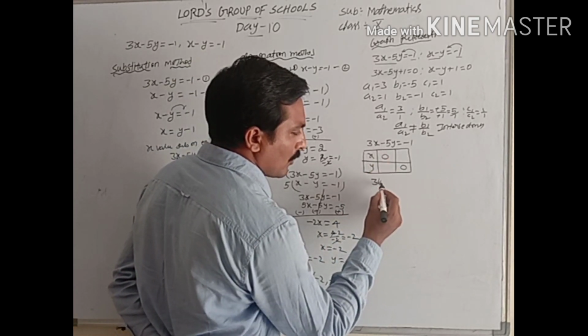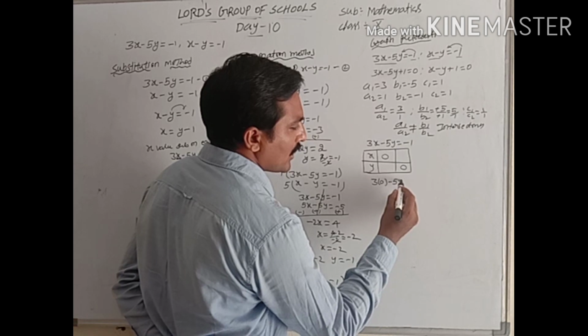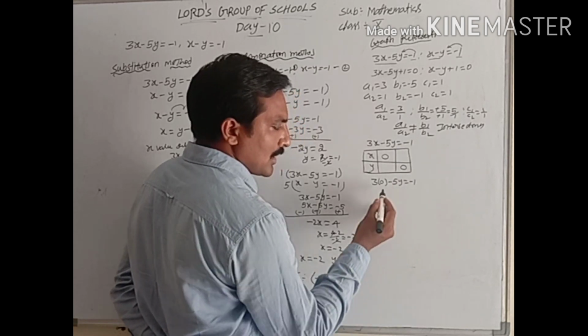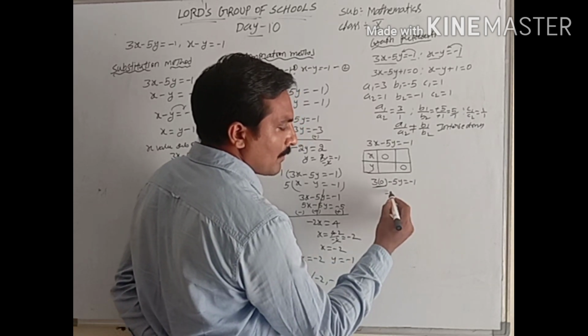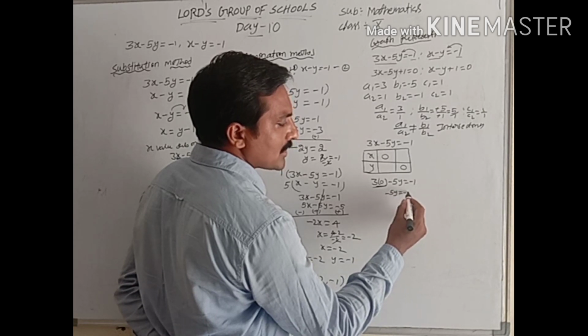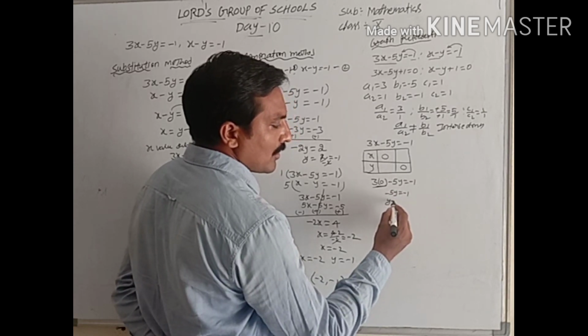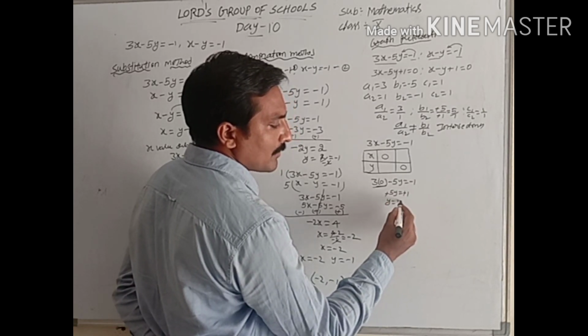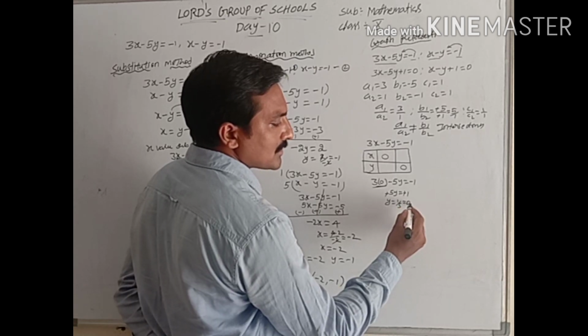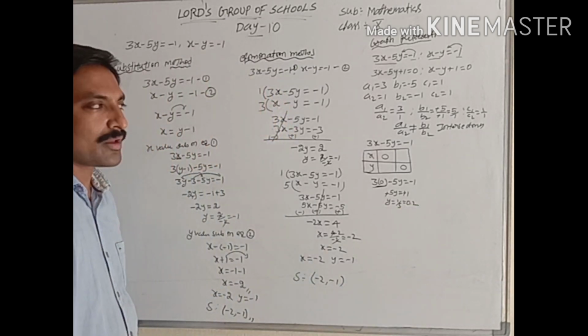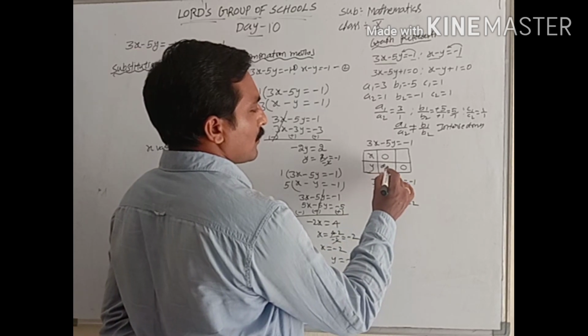3 into 0 minus 5y is equal to minus 1. This term will be 0, leave it. Minus 5y is equal to minus 1. Now y is equal to minus, cancel, 1 by 5. 1 by 5 is nothing but 0.2. Now you have to write 0.2.